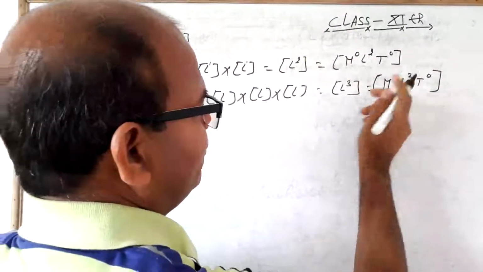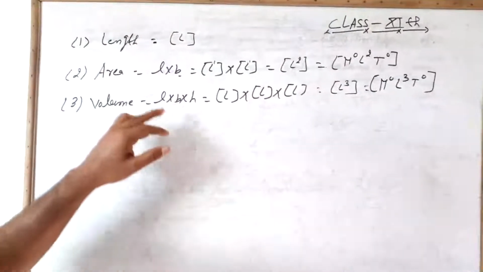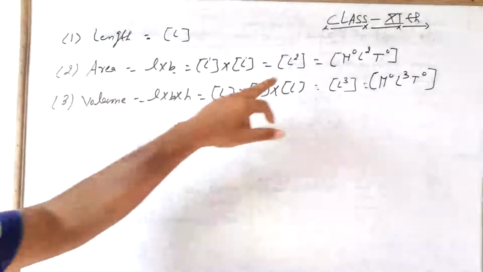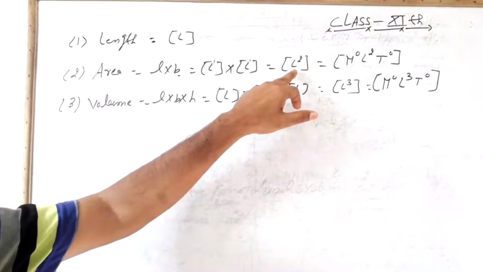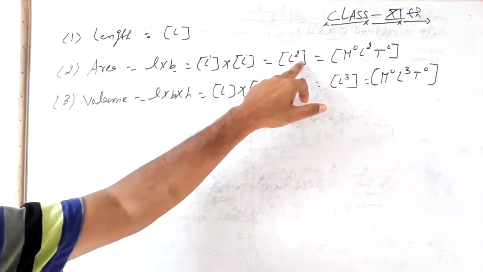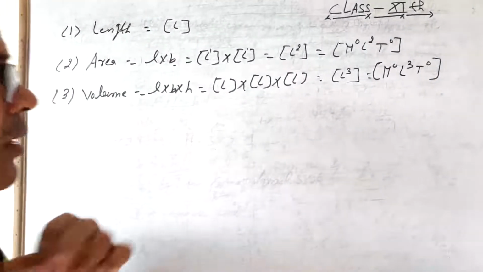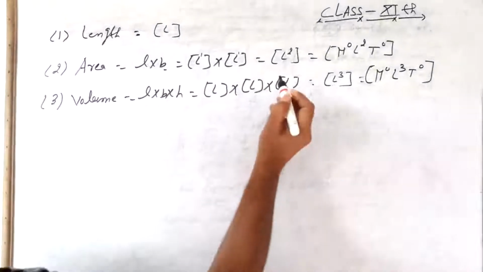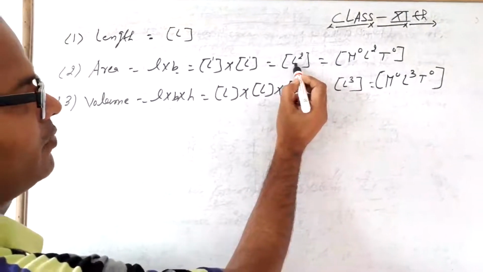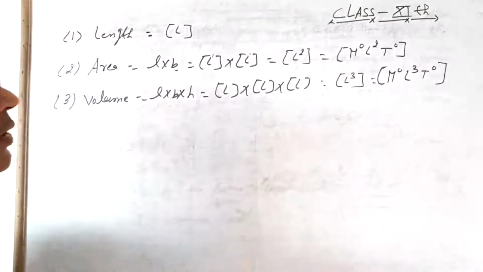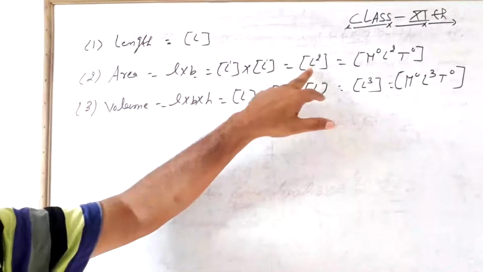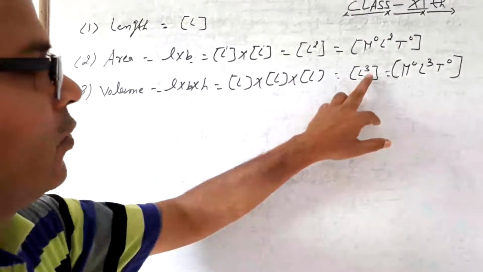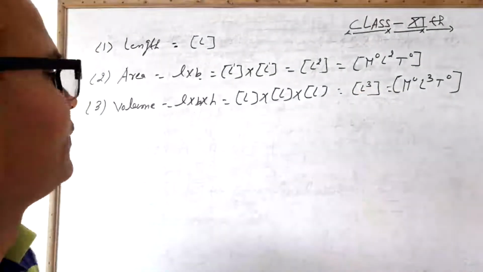Students, one thing is very important in this case. Lots of students say the dimension of area is L square. No, not L square. It is L to power 2. Because in your definition you have been given the power of the fundamental unit. The power of the fundamental unit means not square, it is L to power 2. So you should write L to power 2, and here L to power 3, not L cube.